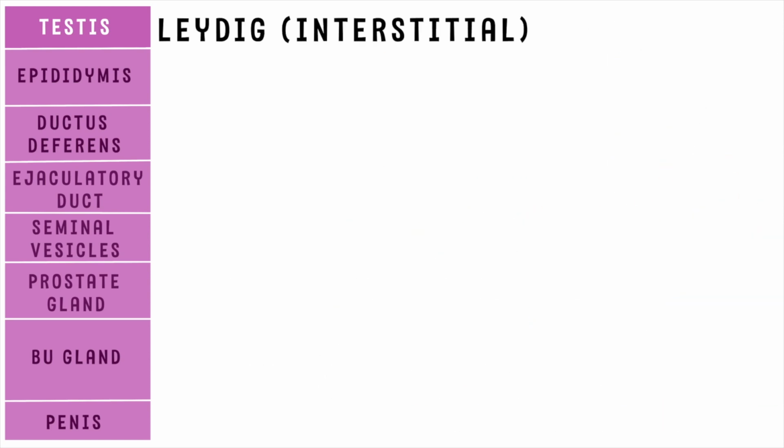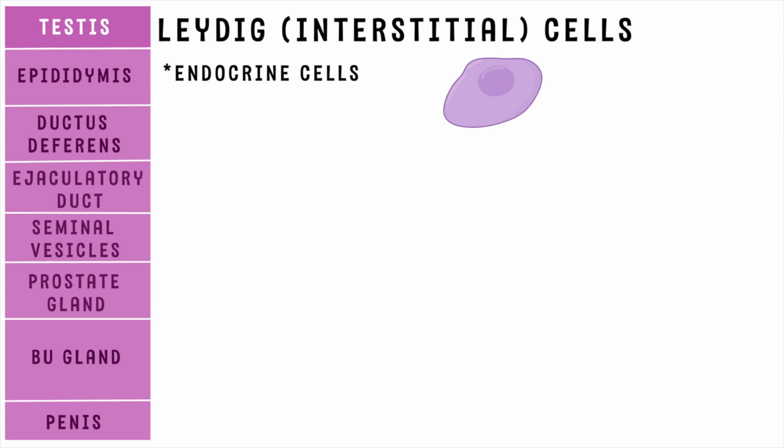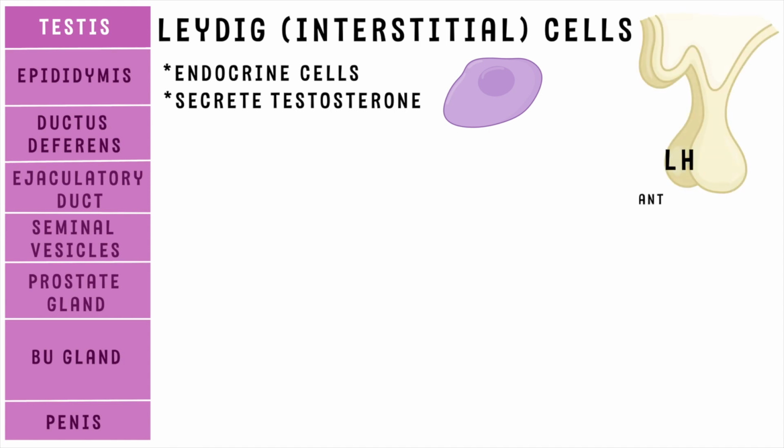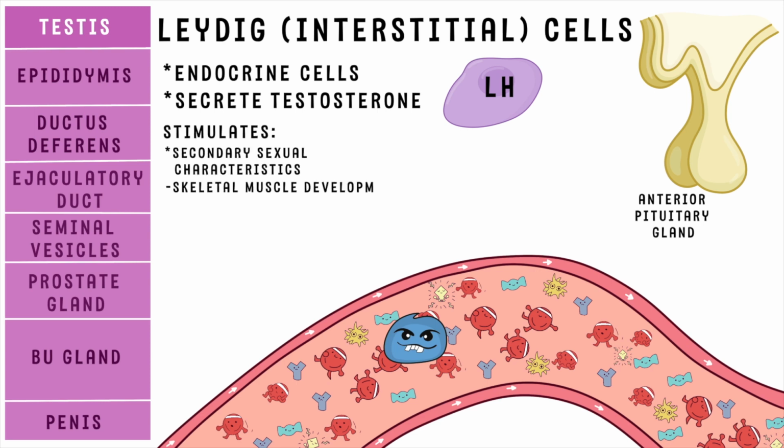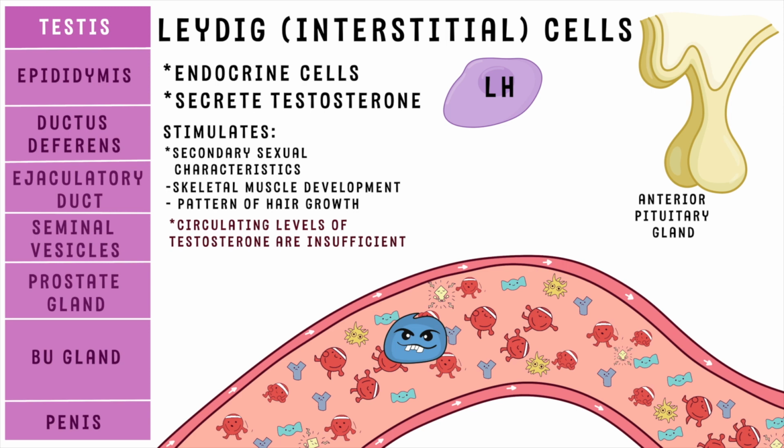Leydig cells are endocrine cells in the loose connective tissue around seminiferous tubules, and they secrete mainly testosterone. The Leydig cells are stimulated to produce and secrete testosterone by luteinizing hormone secreted by cells in the anterior pituitary gland. Testosterone enters the circulation and stimulates secondary sexual characteristics, including skeletal muscle development and the patterns of hair growth. However, circulating levels of testosterone are insufficient to maintain spermatogenesis.